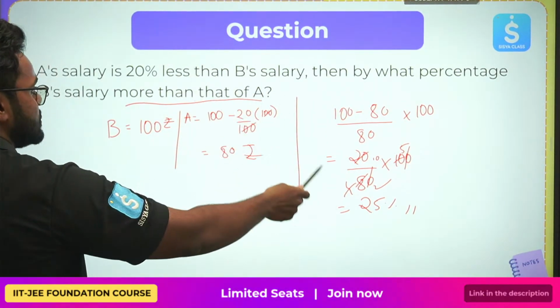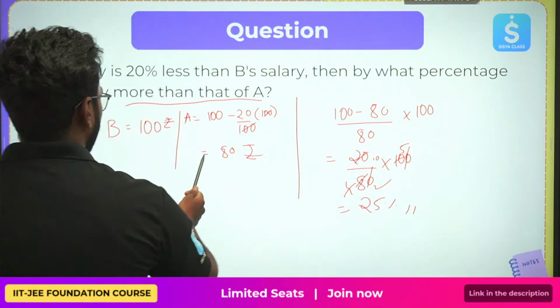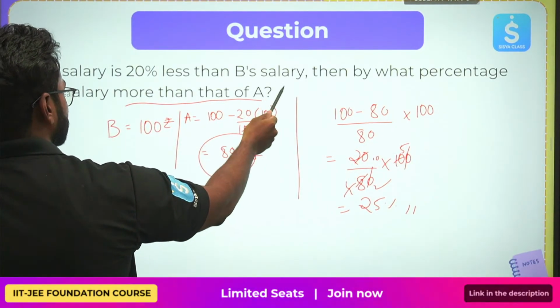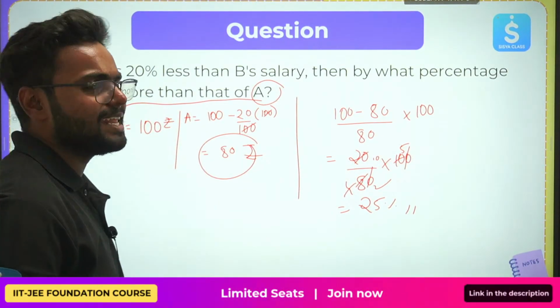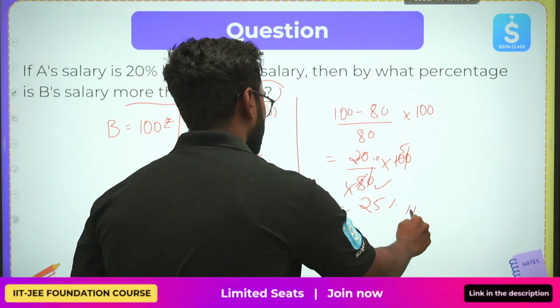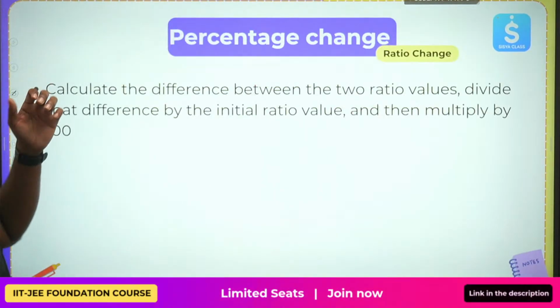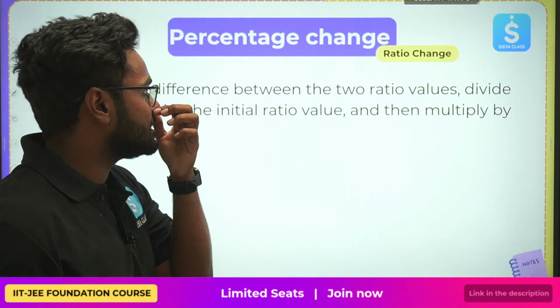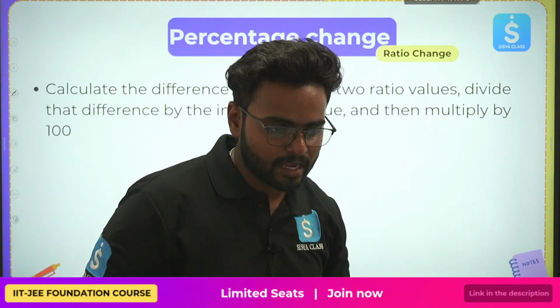Percentage change he has asked. We subtracted 80 from 100, divided by 80, because he's asking us to compare it with A, and multiplied by 100. We are getting 25%. Right? Now, this is the final thing, Nana: percentage change or ratio change.